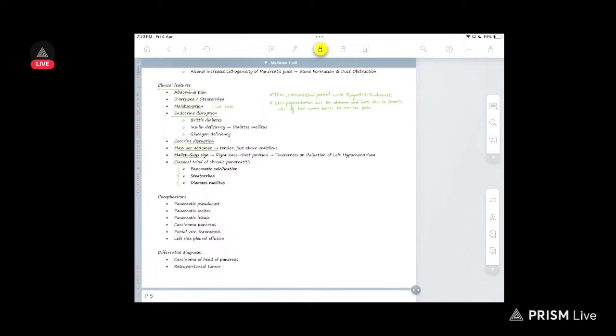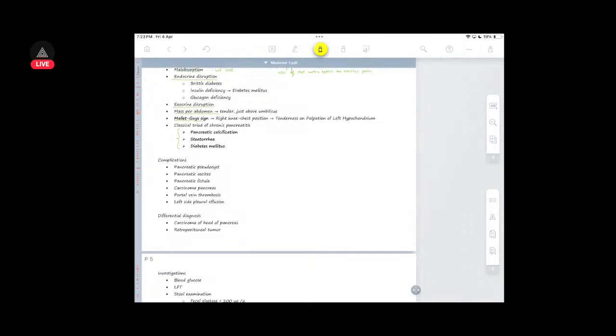Clinical features: you have abdominal pain, diarrhea, steatorrhea, white colored stools. The patient is thin and malnourished with epigastric tenderness, which you have to remember. And you have skin pigmentation over the abdomen and back due to chronic use of a hot water bottle. That skin pigmentation may not be required. Then diarrhea, steatorrhea, malabsorption, endocrine disruption. You have brittle diabetes, insulin deficiency leading to diabetes mellitus, and glucagon deficiency.